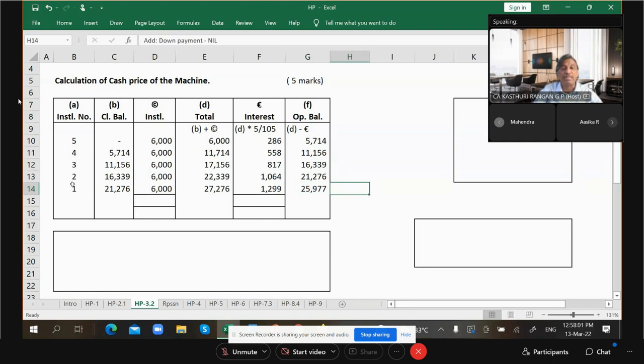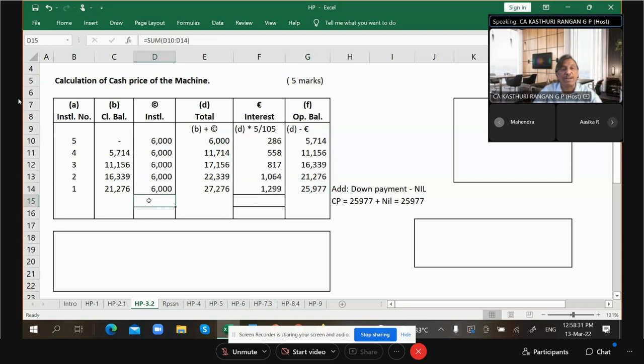So if you do this, before the first installment is paid, excluding interest, the balance is 25,977. Actually, that is the cash price, because in this problem, down payment is nil. Down payment is what? Payment made at the beginning. So there is no down payment given in the problem. If this is the balance before the first installment, you add the down payment, you get the cash price. Since there is no down payment, that is the cash price.